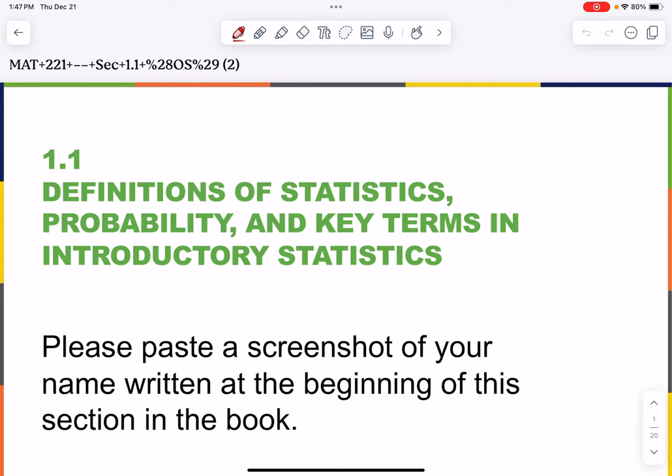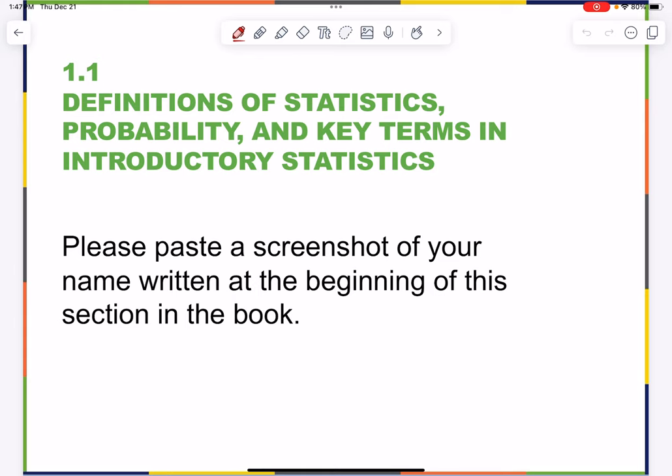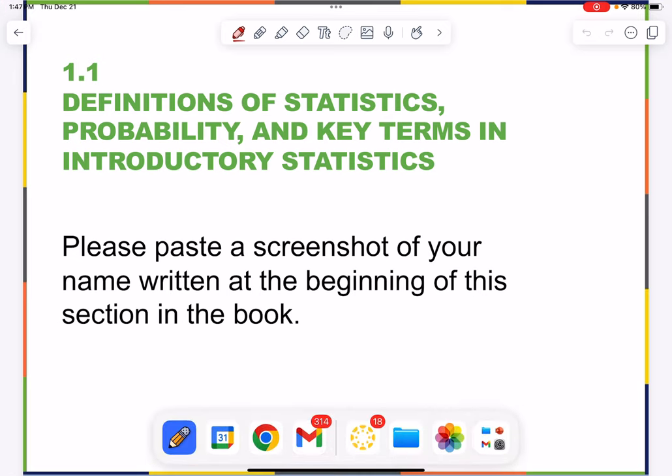Okay. So here are our slides. These are what we're going to be turning in after we watch this video. Please place a screenshot of your name written at the beginning of this section in the book. The whole purpose of that is to get you in the book. And so the first thing we need to do is to get the book. So how do we do that?